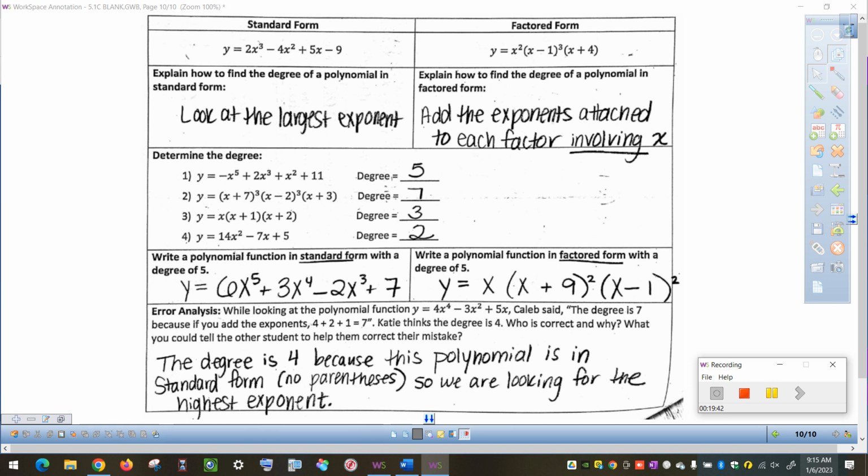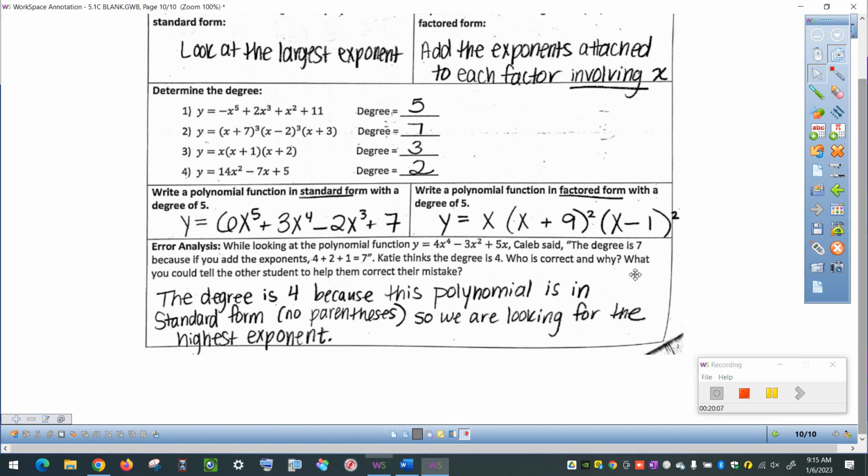And then we have some error analysis. We have a disagreement here that we want to solve at the very bottom for who is correct and why. The student who was correct is the one who's saying that the degree is 4, and that's because this one is in standard form. There's no parentheses, so we are just looking for the highest exponent. So we don't want to fall into the trap. The other student was getting it confused with factored form. They were trying to add the exponents when in fact they did not have to add them. Just look and see what was the highest one.